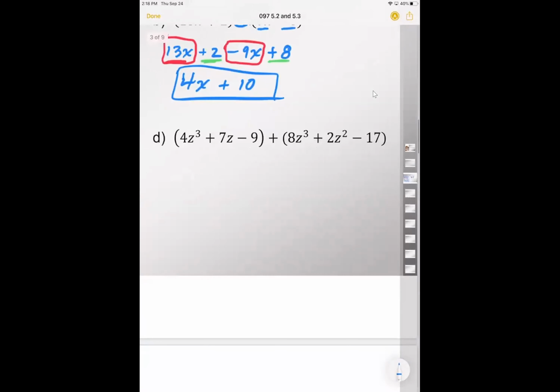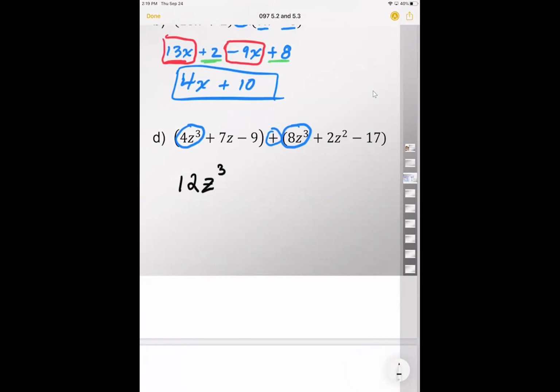And hopefully you guys see that D is doable in the sense that because this is addition, we don't need to change the sign for anything. For addition, you can just go in and say, well, you have a Z to the third and a Z to the third. Those are my like terms, right? If that is my like term, what is 4Z to the third added to 8Z to the third? Well, 4 plus 8, that will give me 12Z to the third.